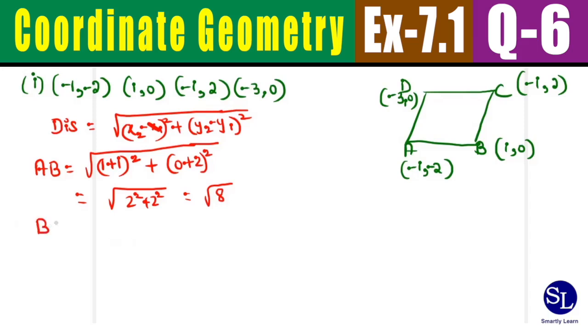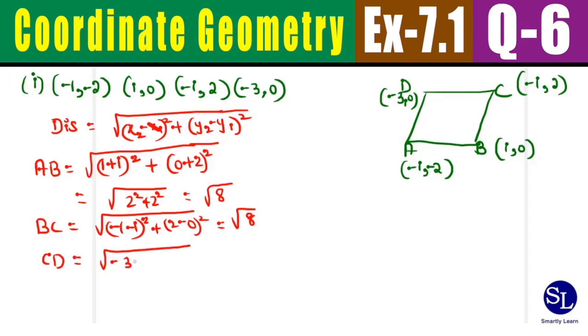Okay, next is BC distance. BC is going to be square root of (-1 minus 1) the whole square plus (2 minus 0) the whole square. So on computation, this is another root 8. CD is equal to square root of (-3 plus 1) the whole square plus (0 minus 2) the whole square. So another 2 square plus 2 square, so another root 8.